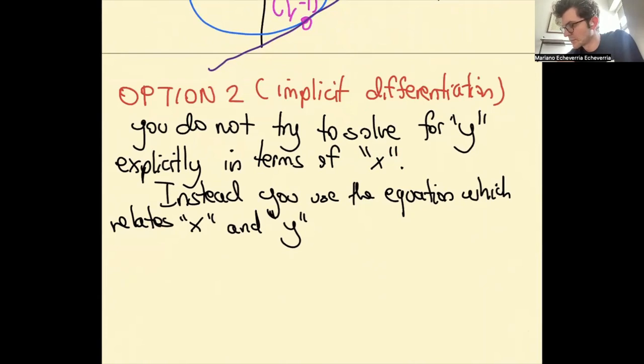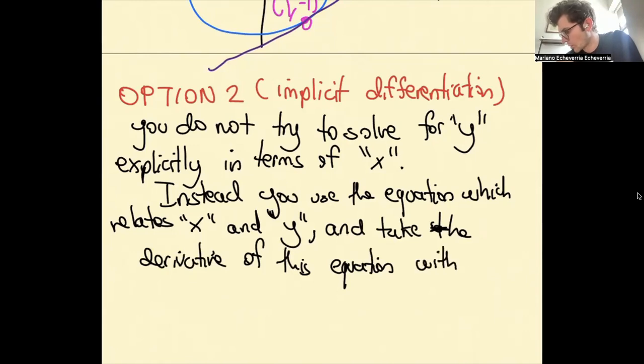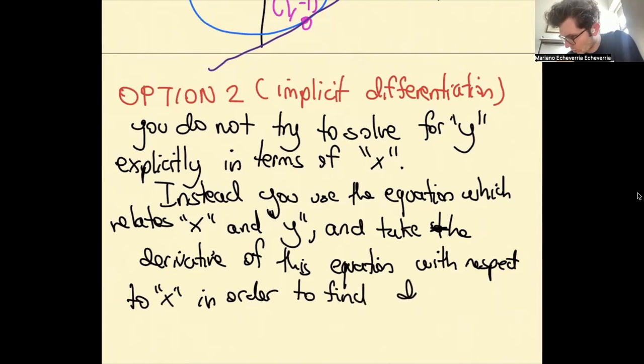Okay, so let me give you a second to copy this, and I'll explain what I mean by this with this example.